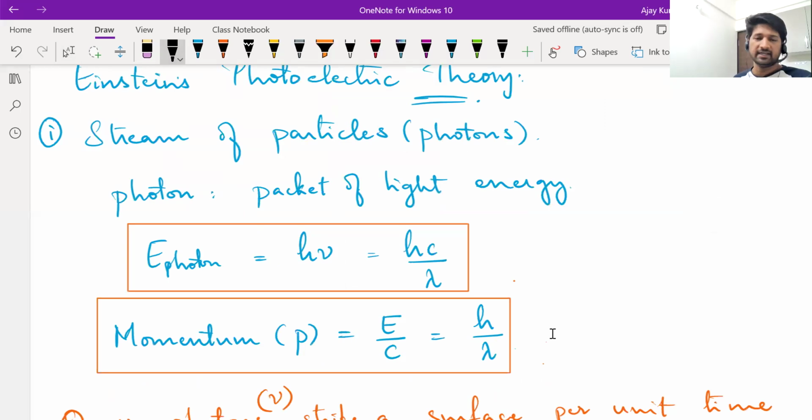So Einstein proposed this idea of photons, which are basically packets of light energy. And he said each of these packets has an energy of h nu or hc by lambda and a momentum E by c, that is h by lambda, or h nu by c also you can write.